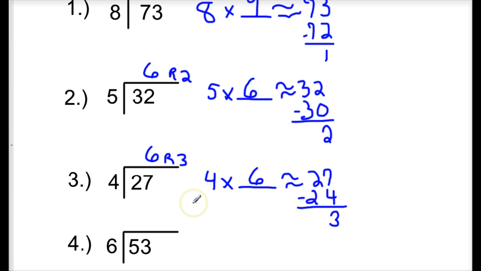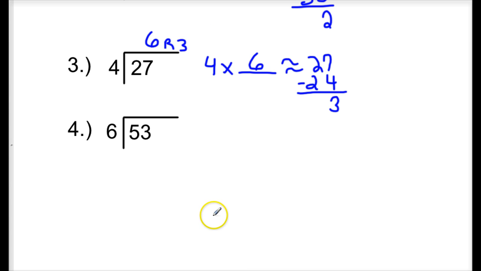And our next problem, 53 divided by 6. Again, I take the divisor, 6, and I'm thinking to myself, 6 times what number is about or is close to 53? So I need to multiply without going over 53. It's going to be 8. 6 times 8. 8 is my quotient.